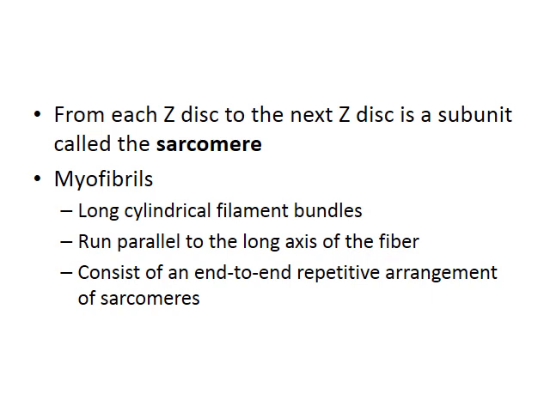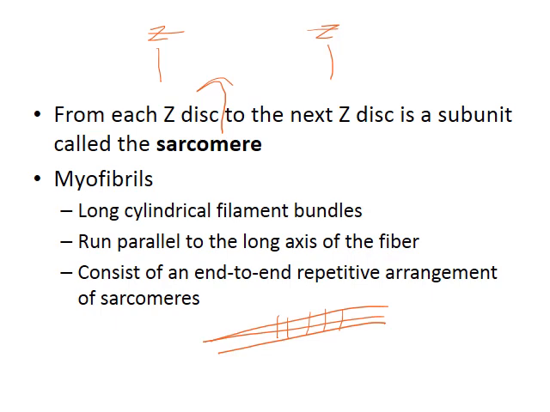So whenever we're looking at an image from each Z disc, that is one unit, and we call these sarcomeres. So from one Z disc to the next is a sarcomere. Now the myofibrils are going to be long bundles of these cylindrical filaments, and they're going to run parallel to the long axis. So what that means is they're going to be going like this is our striations, and our myofibrils are going to be going like this because they're going to be parallel to the longer axis.